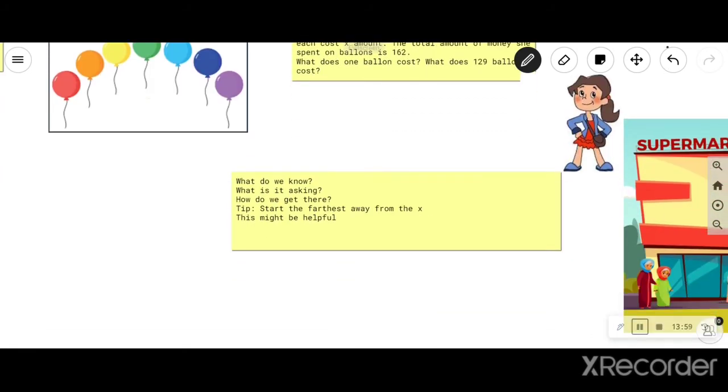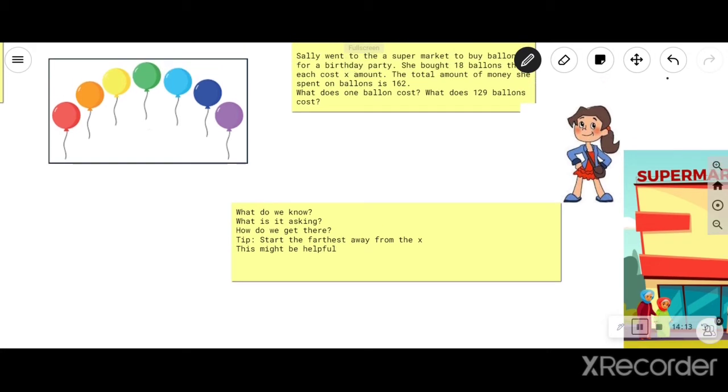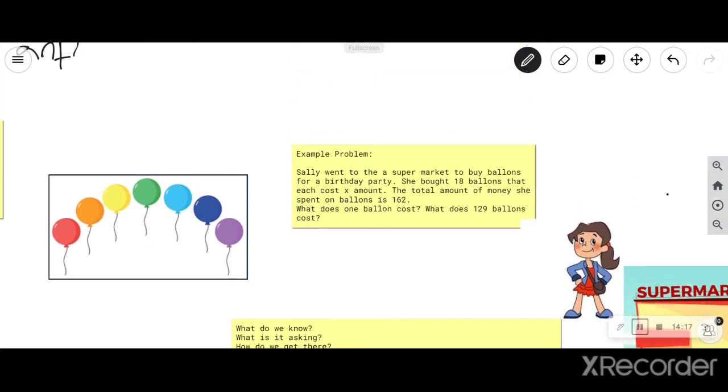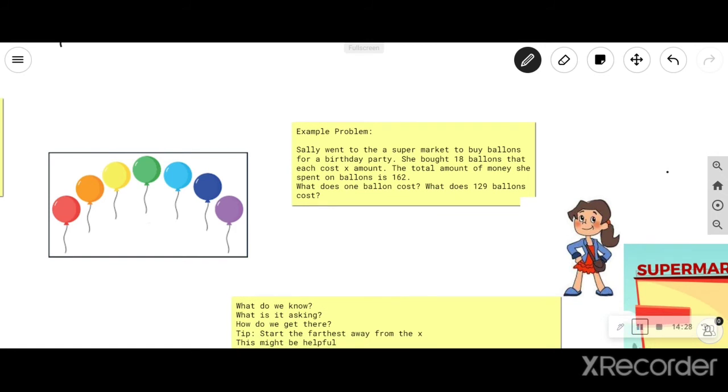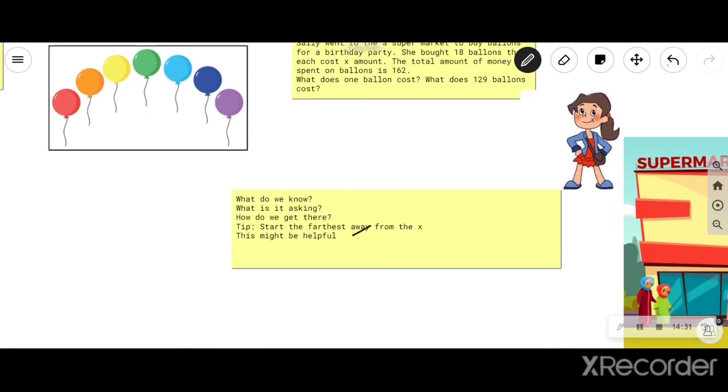Okay, so back to here. We know that Sally went to the supermarket to buy balloons. As we see here, she bought 18 balloons for an X amount of money, and it was altogether $162.